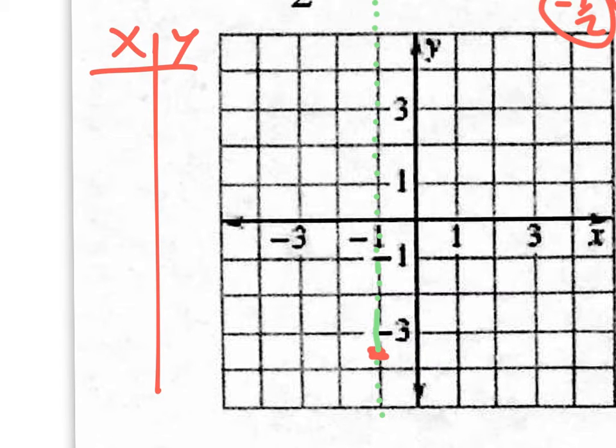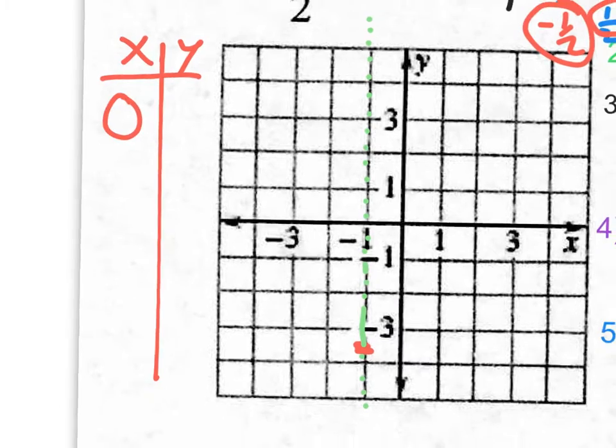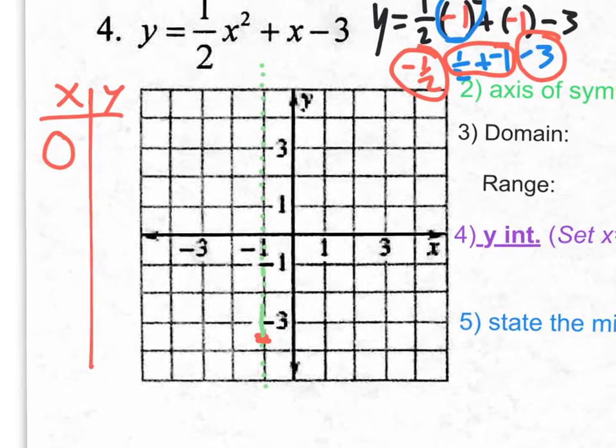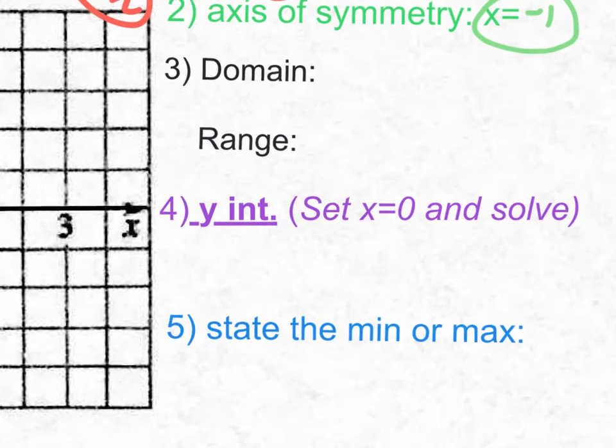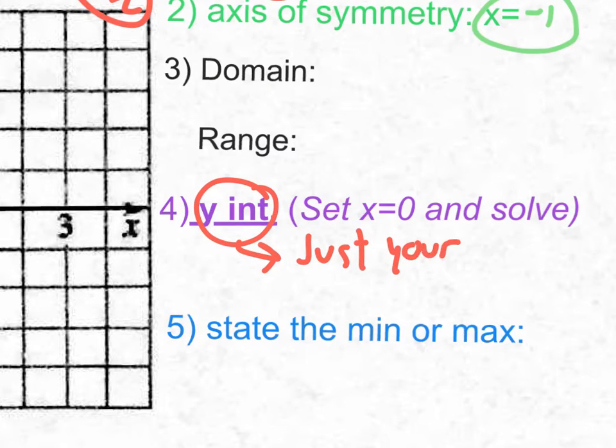And the XY table is really an input-output table. You could plug in as many points as you want, but we only need like 2. Technically we only need 1, but 2's better. And sometimes points are off the graph, then you wouldn't even use them. So which is the easiest value to plug in? 0. And ladies and gentlemen, when you set x equal to 0, technically what you're doing is finding the y-intercept, right? And the y-intercept is just your c value.